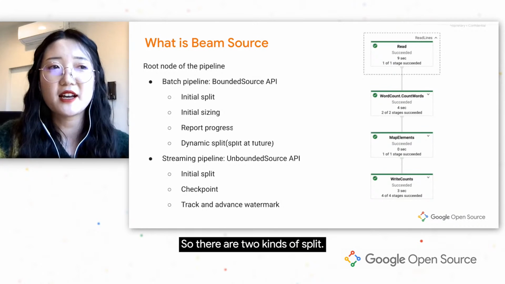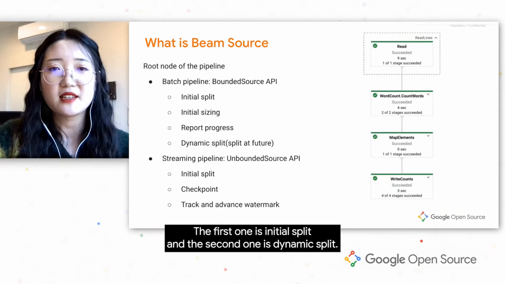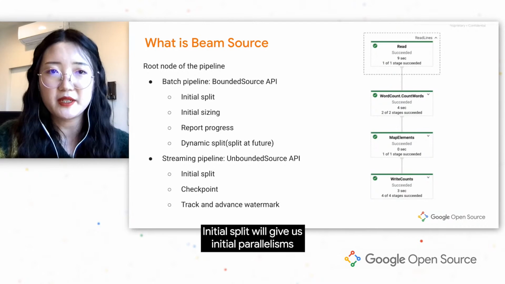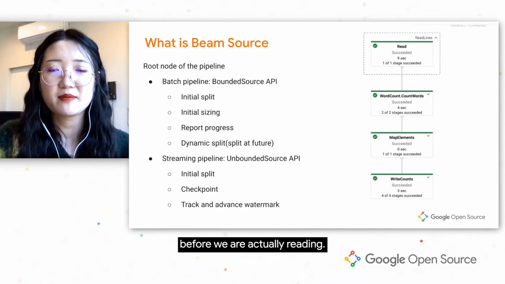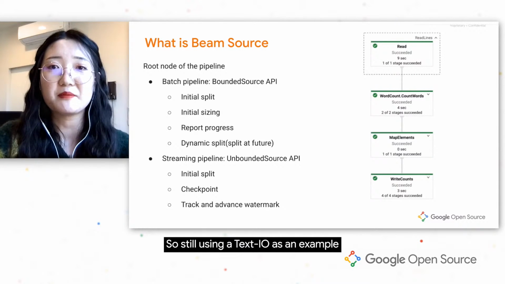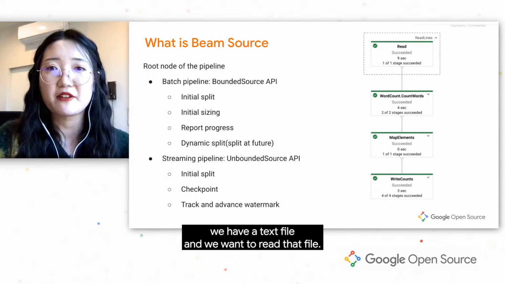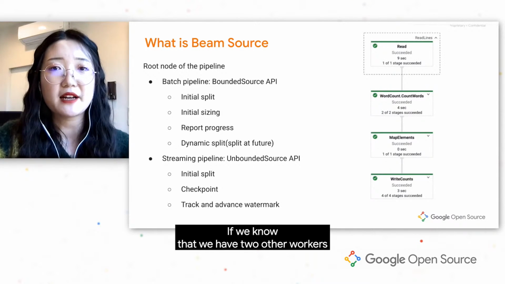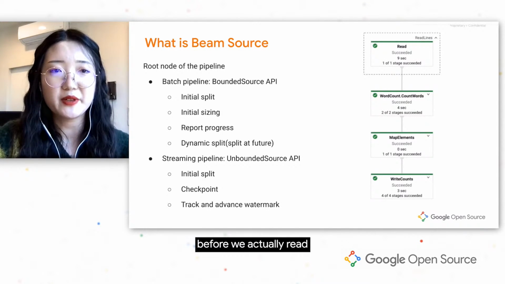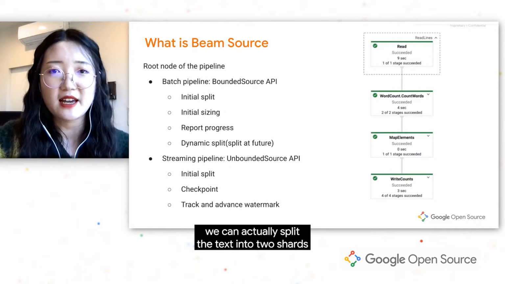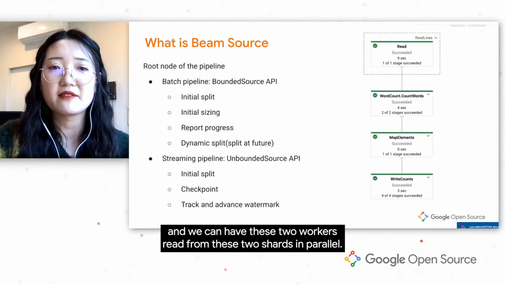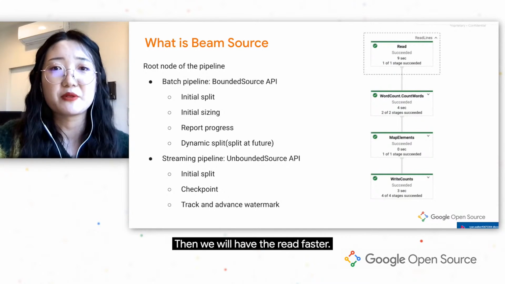There are two kinds of splits. The first one is initial split, and the second one is dynamic split. Initial split will give us initial parallelism before we actually start reading. Still using TextIO as an example, we have a text file and we want to read that file. If we know that we have two idle workers before we actually read, we can split the text into two shards, and have these two workers read from these two shards in parallel. Then the read will be faster.